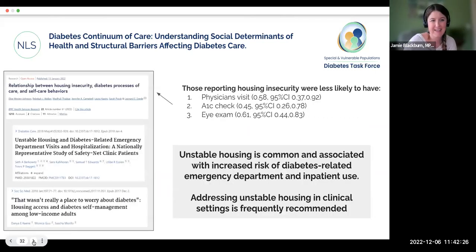Next slide, please. So some more research around housing has shown that patients experiencing housing insecurity, so it doesn't have to be actual literal homelessness, it can just be housing insecurity or instability, are less likely to have a physician visit, are less likely to have an A1C check, and are less likely to have an eye exam, which one particular study found. Unstable housing is also associated with increased emergency department visits, inpatient use, and that research again and again recommends addressing housing instability in clinical settings.